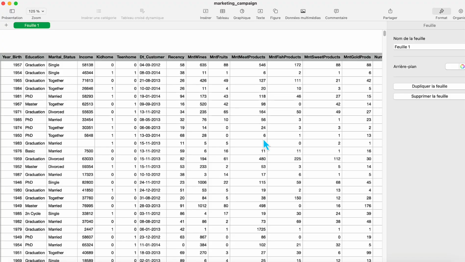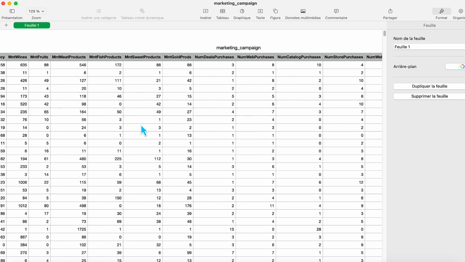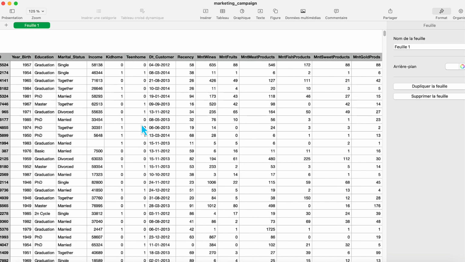Here I am on a study that was done for a supermarket, a store that sells different products. We see, for example, the birth dates of the people who were surveyed, their education level, marital status, income level, whether there are children at home, young people at home, and so on. And we see the amounts of spending, the level of spending by product type: wine, fruit, meat, fish, sweets, gold.